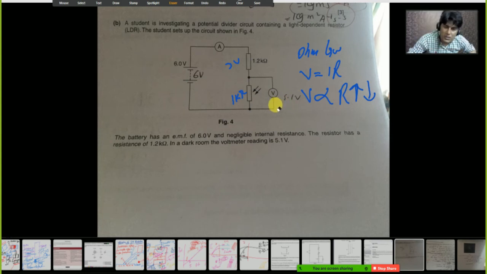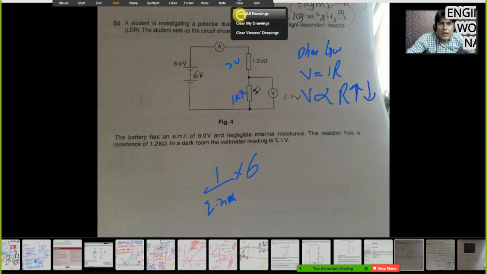You just write the formula. You calculated it. Okay, so how did you calculate it? I just want to know whether you get this voltage divider rule or not. 1 divided by 2.2 times 6. Yeah, this is 2 times 6. Okay, so the voltmeter reading will decrease. You got this?